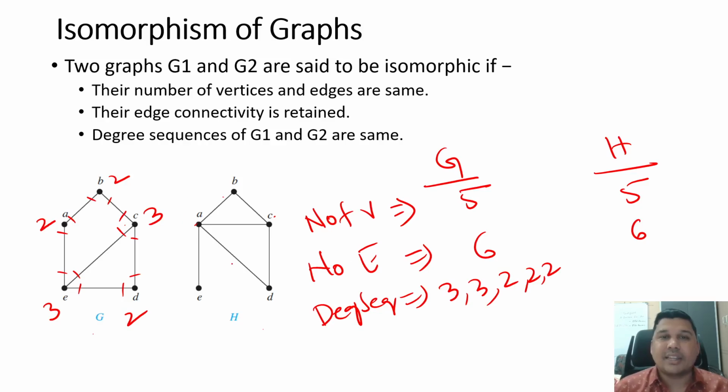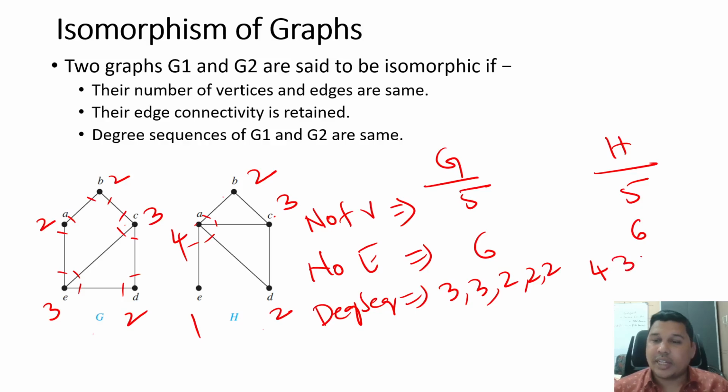Now find the degree sequence of graph H. For A it is 4. B is 2. C has 3. D has 2. E has 1. If I write the degree sequence here, it is 4, 3, 2, 2, 1. So the degree sequence is not matching. Therefore, we can say that these two graphs G and H are not isomorphic to each other.